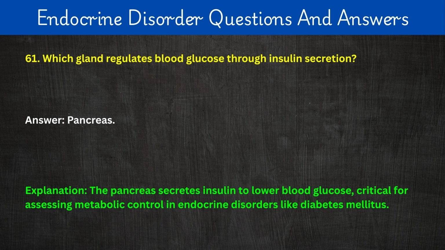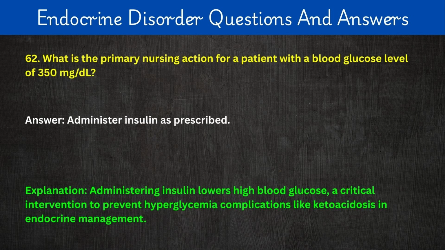61. Which gland regulates blood glucose through insulin secretion? Answer: pancreas. Explanation: the pancreas secretes insulin to lower blood glucose, critical for assessing metabolic control in endocrine disorders like diabetes mellitus.